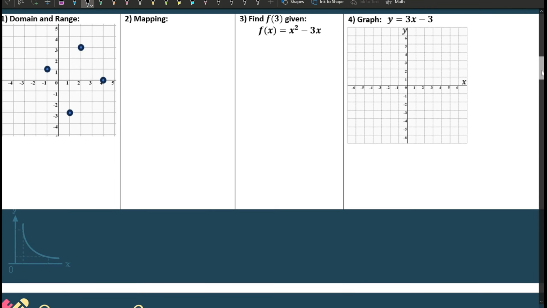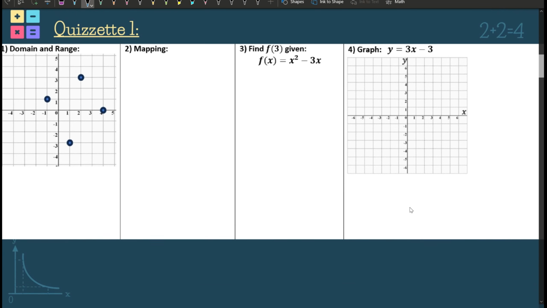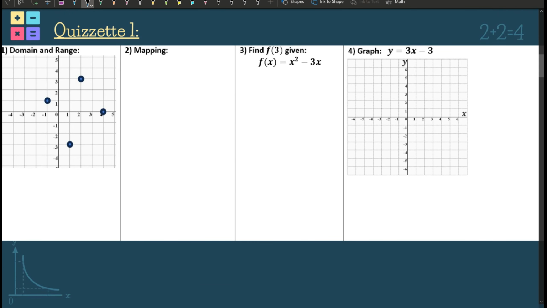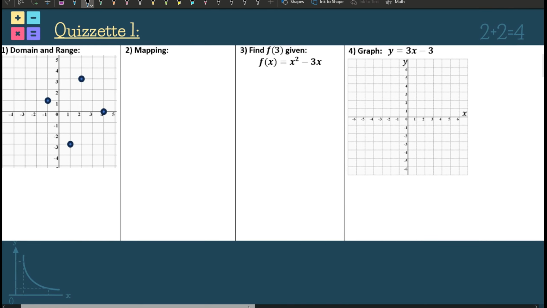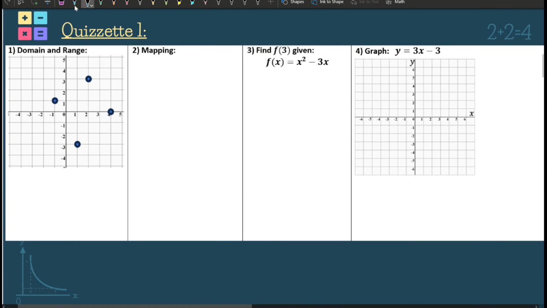Okay, we're going to look at Quizzette number 1. Domain and range. What is domain and range? Last Friday, we talked about domain and range. Domain is the x value, range is the y value. If you don't remember, write it down. Domain is x values. Range is the y value.